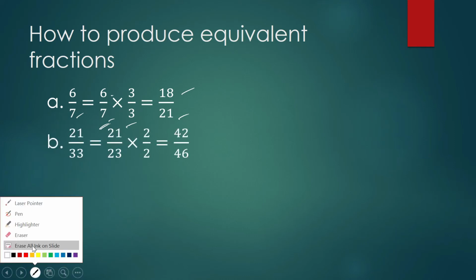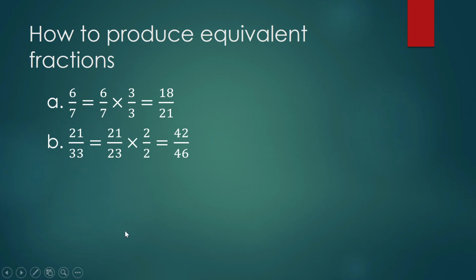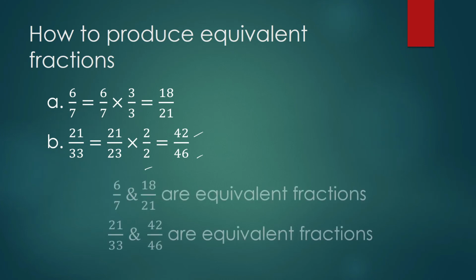How about 21 over 33? Let us multiply it by 2 over 2. 21 times 2 is 42. 33 times 2 is 66. 21 over 33 and 42 over 66 are equivalent fractions.